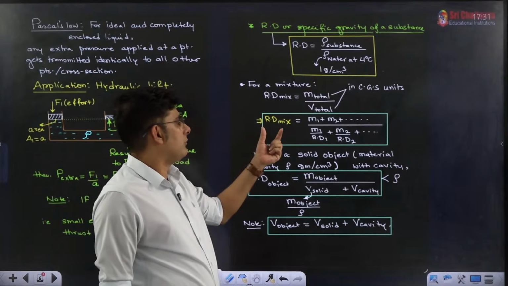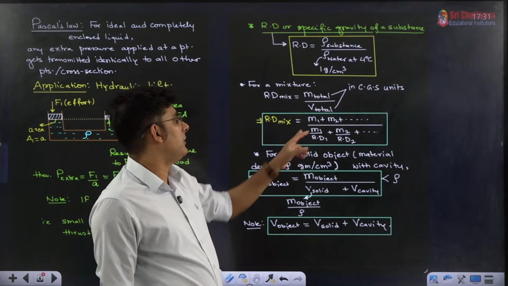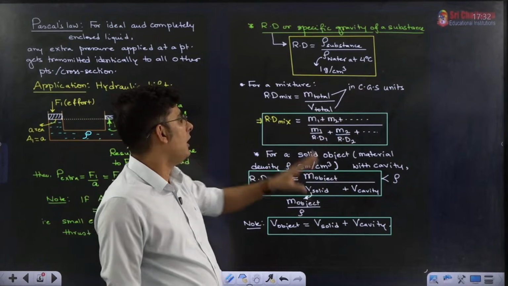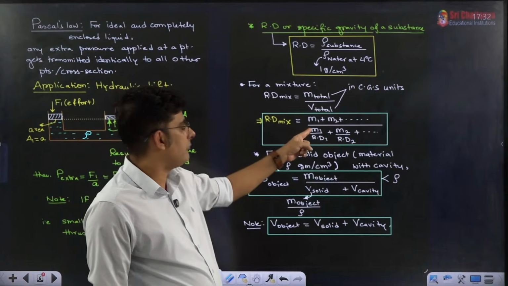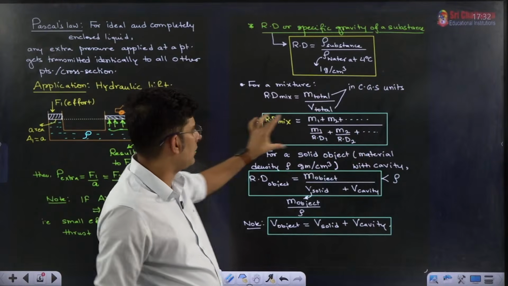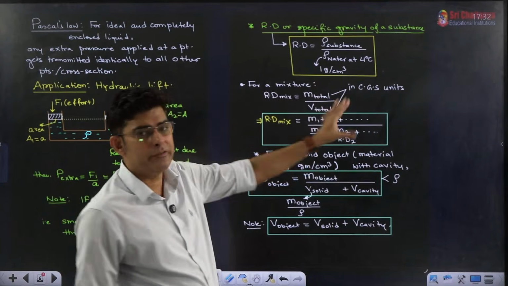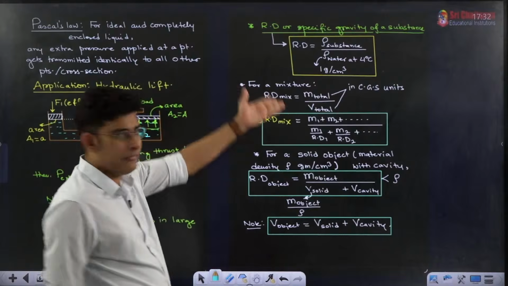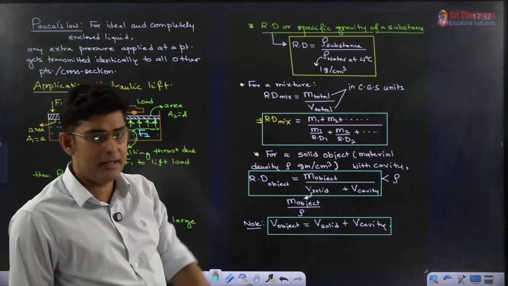Now if you have been given different objects in the mixture with masses M1, M2, M3 and so on, the individual volumes can be written as M1 by relative density of the first, M2 by relative density of the second, and so on. So this is the simple formula we get for the relative density of a mixture. Specific gravity and relative density are the same.